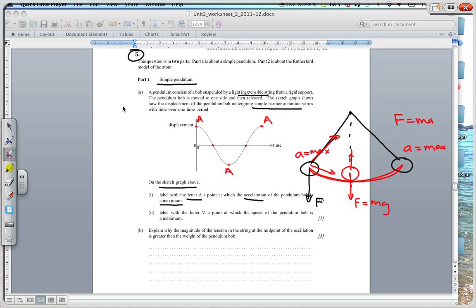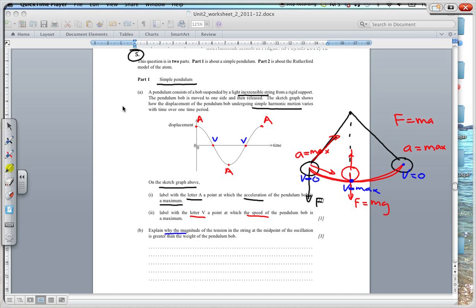And the letter V at a point at which the speed is at a maximum. This is going to be at the center point here, because this is where it accelerates and reaches its maximum velocity at this point, and then it decelerates, and at that point over there, its velocity is 0. So the velocity is 0 here, velocity is at maximum there, velocity is 0 there. So you would put a V at either one of those 2 points.